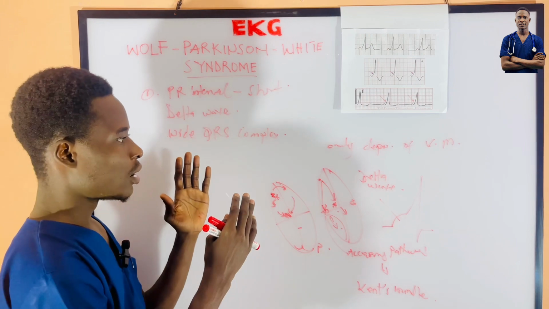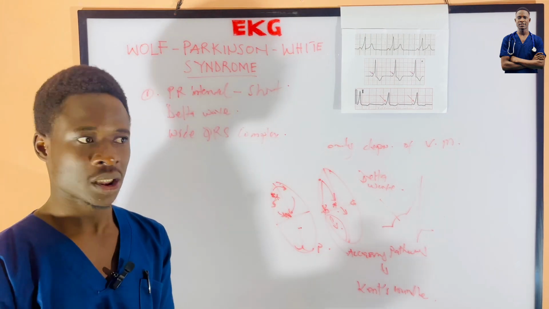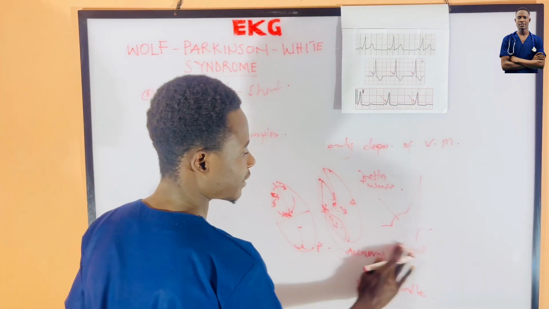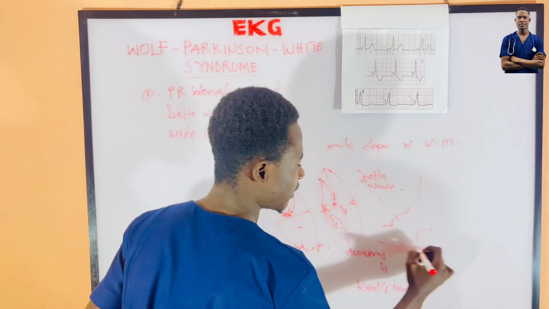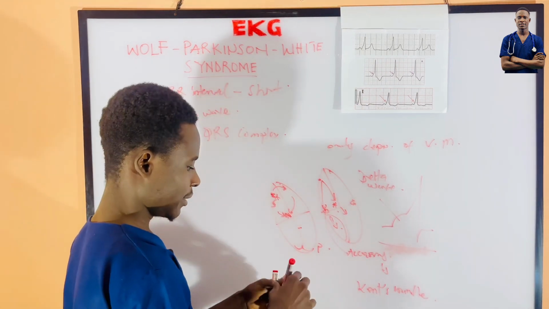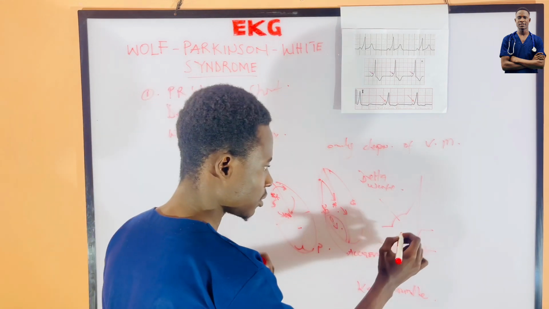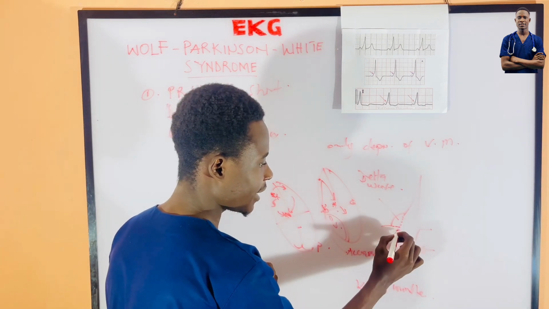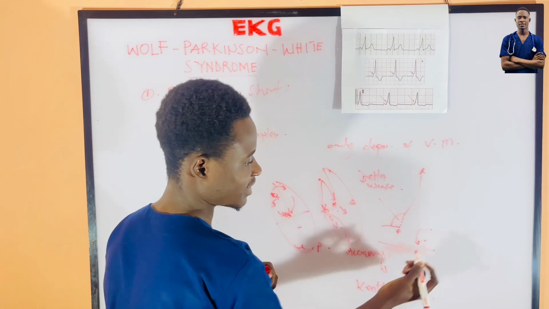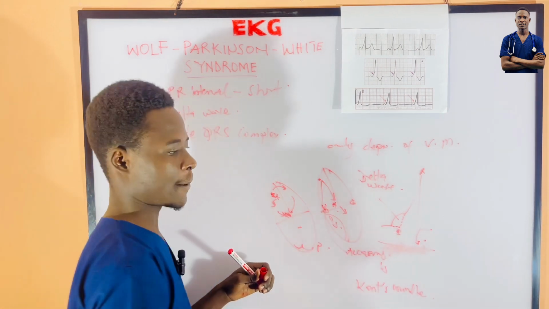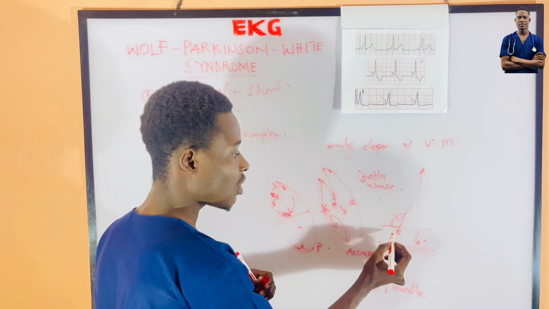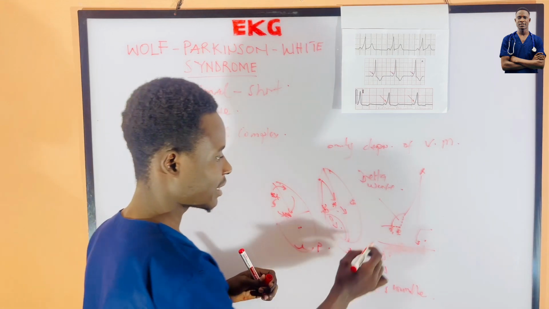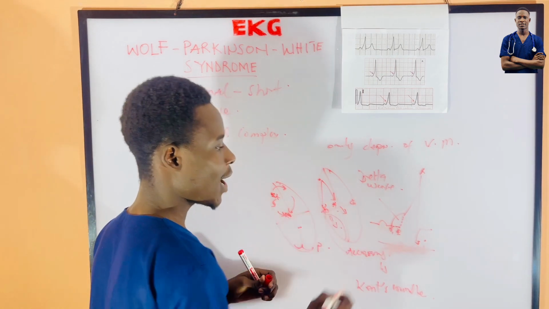Now, let's look at the reason why the PR interval is very short. Now, we know this is the syndrome. Normally, the QRS complex must start from here. But because of the generation of the delta wave, the Q is now starting from here. Are you clear with it? And we have our P wave over here.